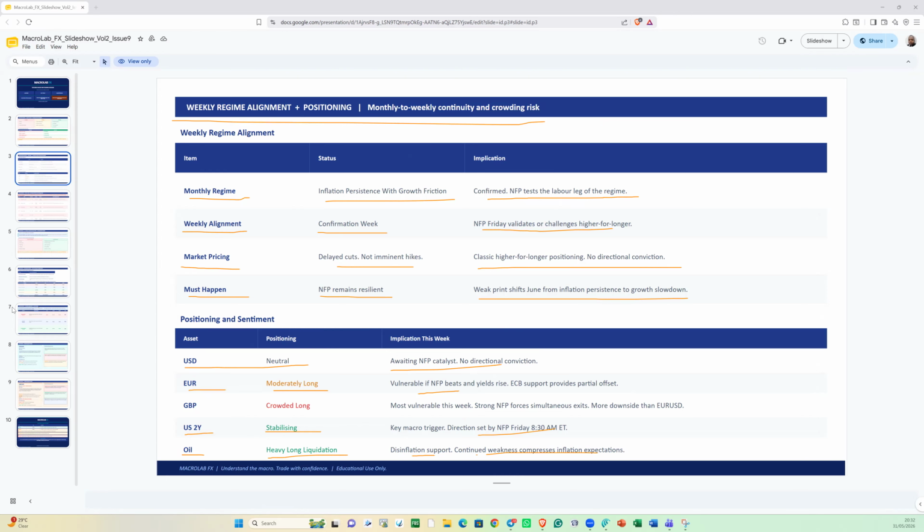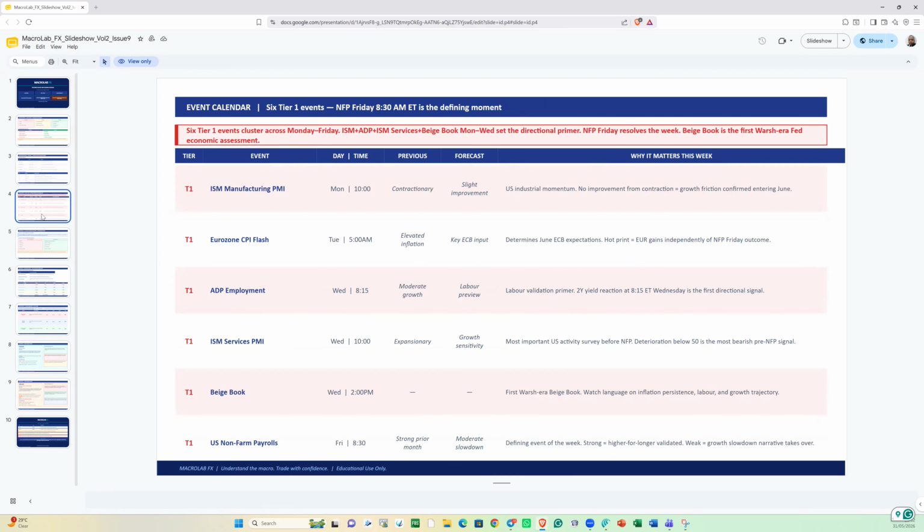Very, very important data out there. I hope you go look at it and see how you could make use of it. Then we have our event calendar. So what we have for the week are events that could drive the market and bring in volatility for the week.